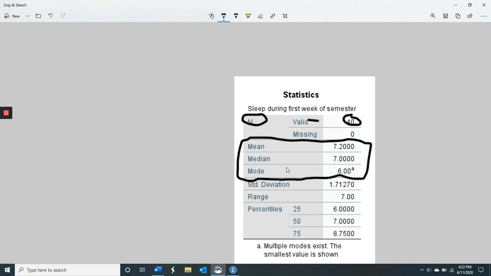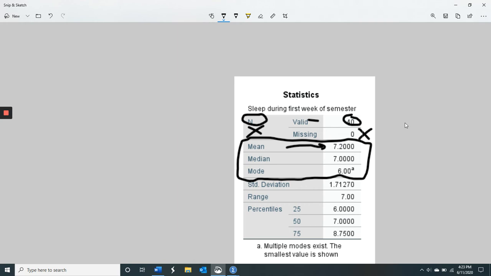Your assignment will ask you for what's the appropriate statistic. The appropriate statistic is the name of this. The statistic is a mean, median, or mode. And it will ask for the value. The value is the actual number, which is over here. So the mean, which we're going to use in this case because we had a basically normal distribution, is 7.20.